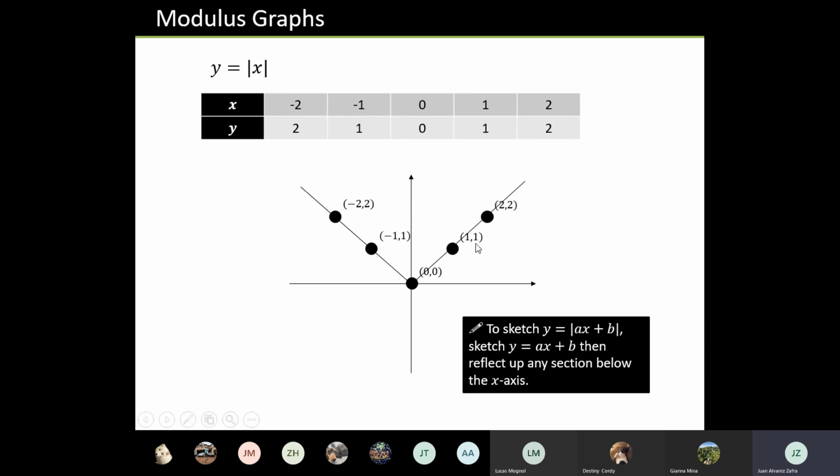I quite like to draw them separately and to write the equation of each of these lines. So for this part of my modulus function, I would write y equals x. And for this part of my modulus function, I would write y equals minus x. Remembering I can't use y equals x for values of x on this side, and I can't use y equals minus x for values on this side. I have to restrict which formula I use for which values.